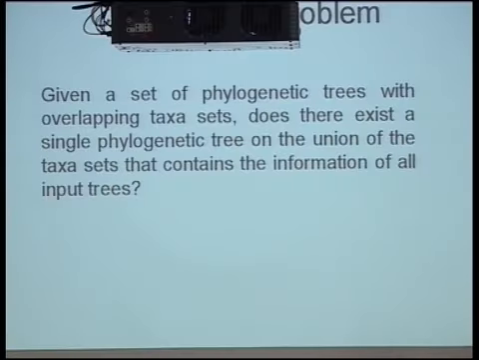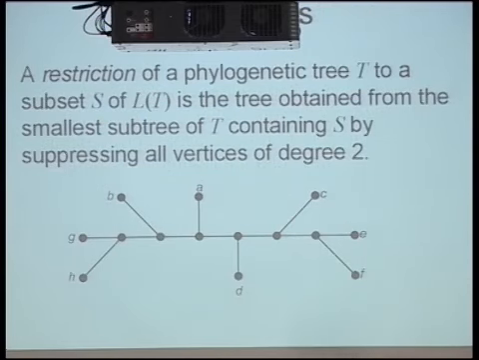So the motivation of this is, given a set of phylogenetic trees with overlapping taxa sets, so not necessarily quartets, you start with a few phylogenetic trees, and you want to build one big supertree. So this is a compatibility problem, or you could also just say the supertree problem. This is a popular problem, and new methods are developed all the time. I need a few formal definitions.